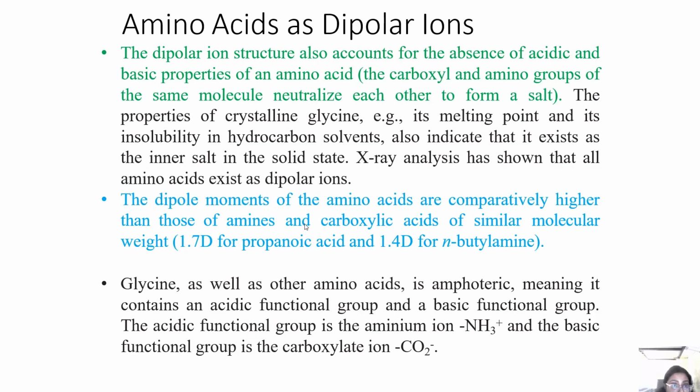Now, the dipolar ion structure also accounts for the absence of acidic and basic properties of an amino acid, in that the carboxyl and the amino groups of the same molecule neutralize each other to form a salt. The properties of crystalline glycine, that is its high melting point and its insolubility in hydrocarbon solvents, also indicate that it exists as the inner salt in the solid state.